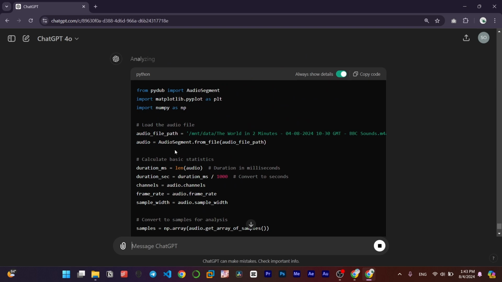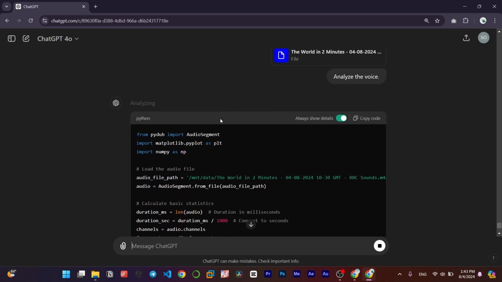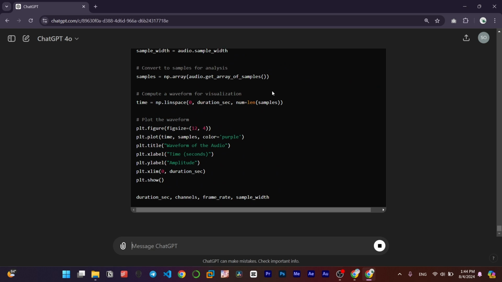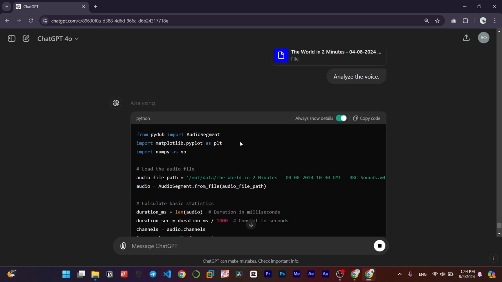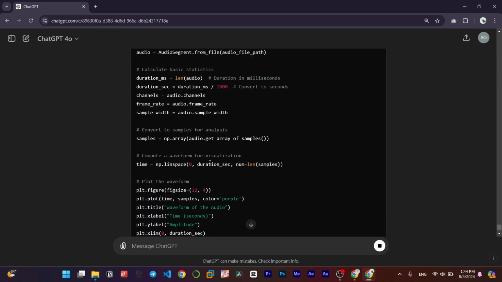In order to analyze the voice, it uses Python code to read the voice and convert it into text and then explain to me. But as you see, it has some problems, and I don't recommend it to you. Unfortunately, as you see, this sucks and it has a lot of errors. So I won't recommend it.